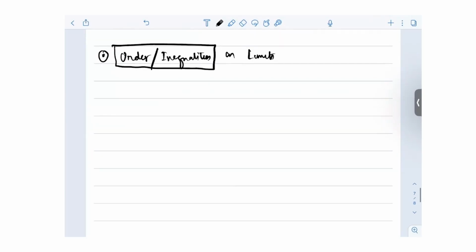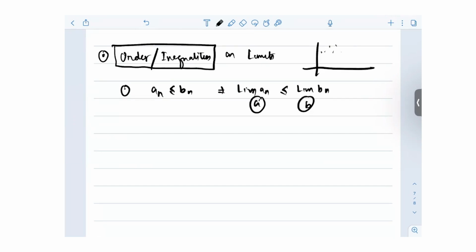So let's talk about the order properties. What are the order properties? They are very simple. If a_n is less than or equal to b_n, then it implies that the limit also holds the same thing. It's very simple. If you imagine that this is going to this limit and these are all less than or equal to this, let's say the same thing comes down. So this must be less than this.